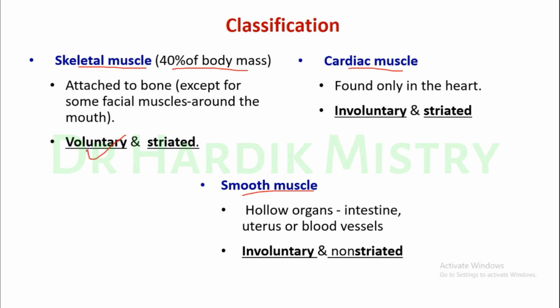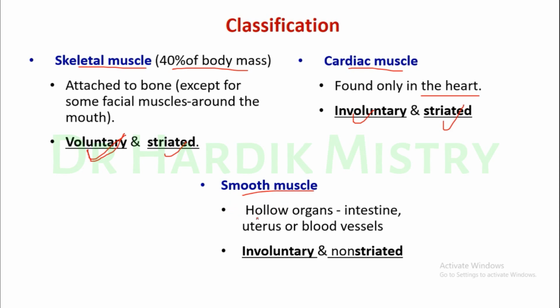These are voluntary muscles, and the important thing is that skeletal muscle is the only voluntary muscle inside our body, and it is also a striated muscle. Now the cardiac muscle is found only in the heart, and it is involuntary and striated.